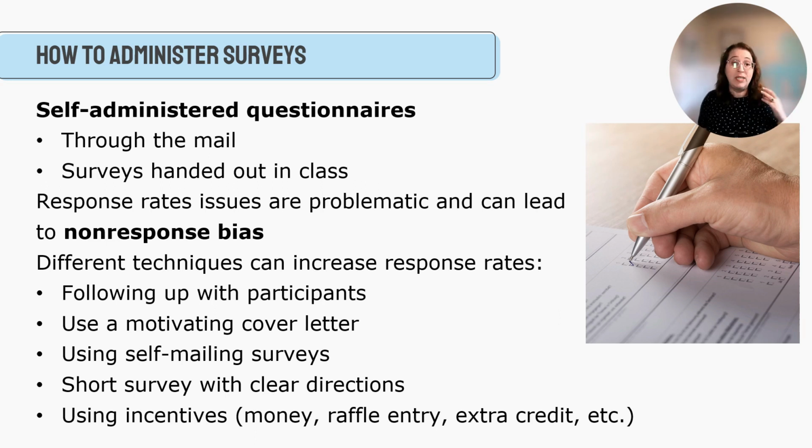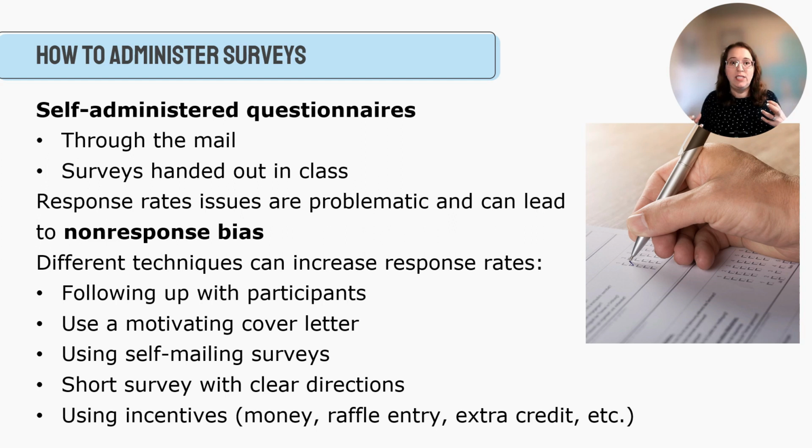Having a short survey with clear directions, and a lot of things like using incentives. Sometimes people put a dollar bill or a couple dollars in there, or they'll say for every survey you send back, it's an entry into a raffle or a drawing. For students, it might be saying, hey, you'll get a couple of extra credit points. So some sort of incentive.